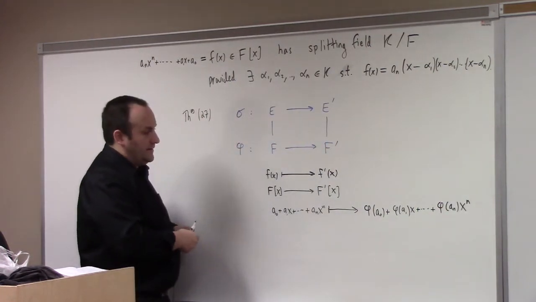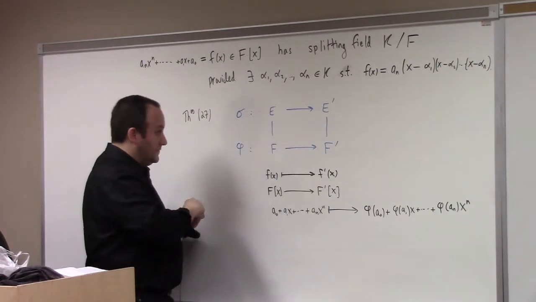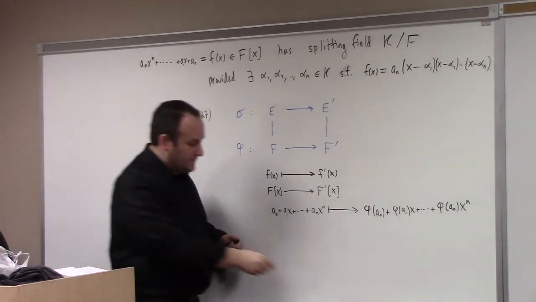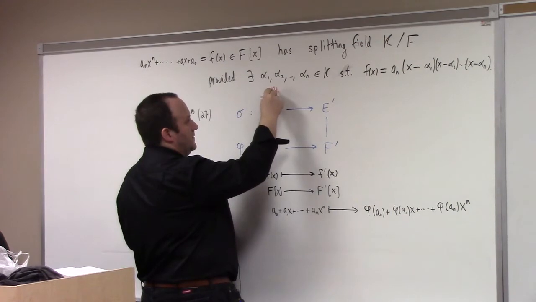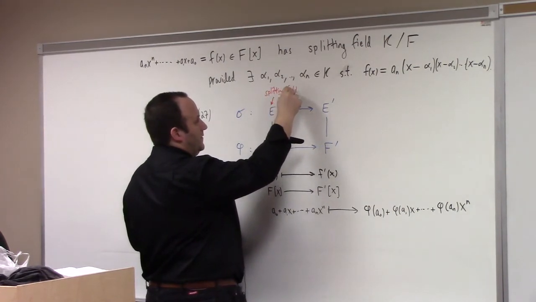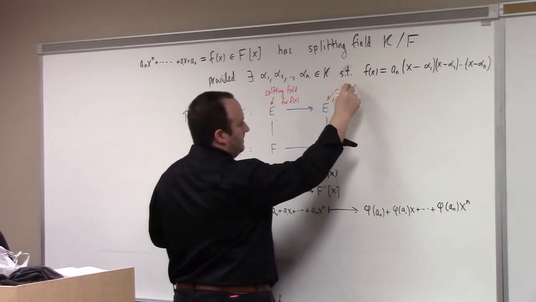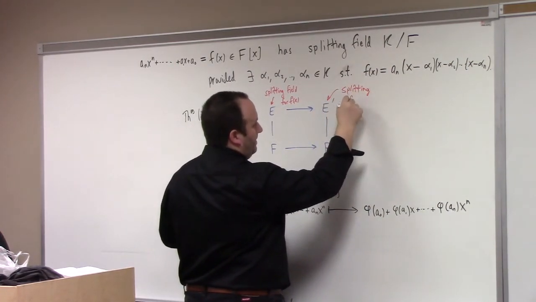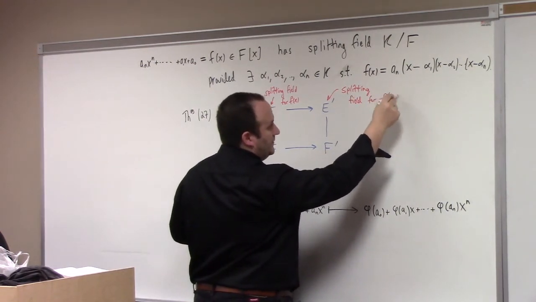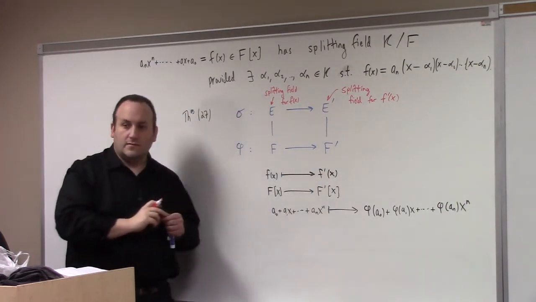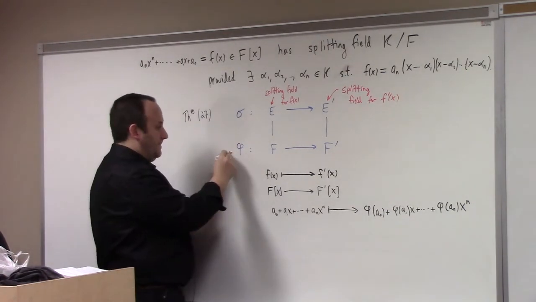And then this E is a splitting field for f of x, and this one is a splitting field for f prime of x, the natural corresponding polynomial with respect to the given isomorphism phi. This one's given.